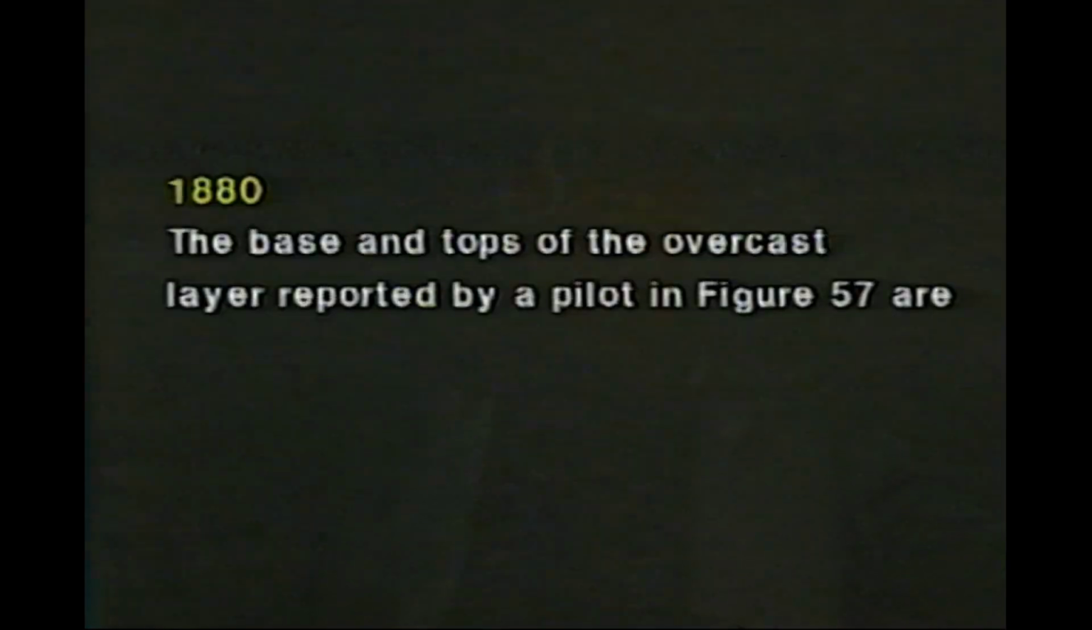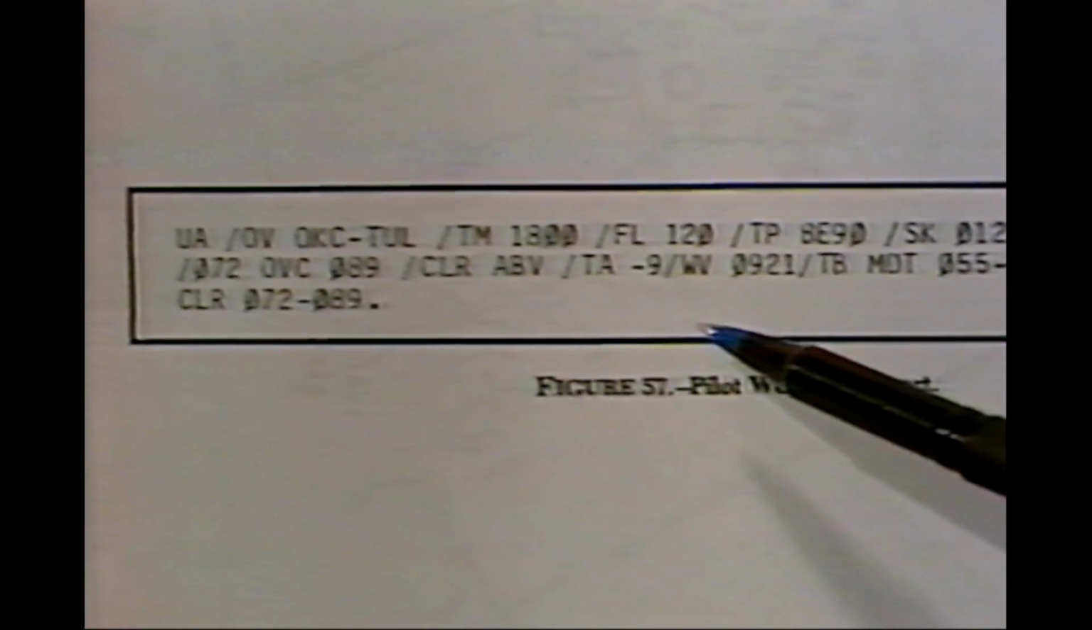Let's move on to question number 880 on page 72. The base and tops of the overcast layer reported by a pilot in figure 57 are? Okay, we look at figure 57 here, and we can find the pilot weather report, which is what they're referring to.